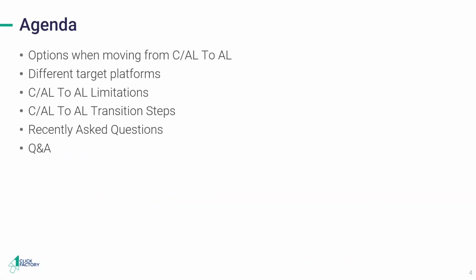So the agenda for today's webinar looks like this. First off, we're going to talk about the options when moving a CAL solution to AL, the transition alternatives. Then we're going to talk about what transition alternatives should be used for specific target platforms. We're going to look at the on-premise version of Business Central, and also the SaaS version a bit. Then we're going to jump into the more technical part of the webinar, talking about CAL to AL limitations and how these limitations are spread according to specific transition steps which were made by One Click Factory.